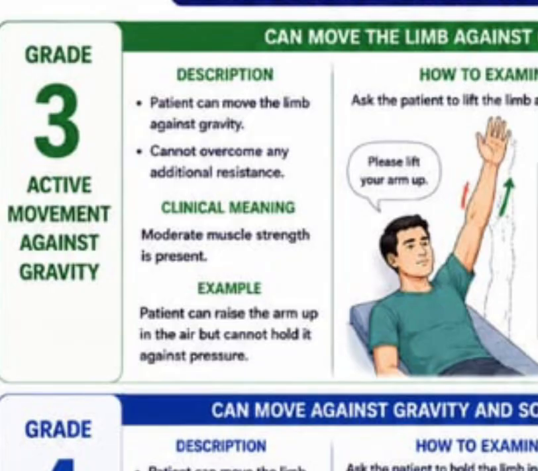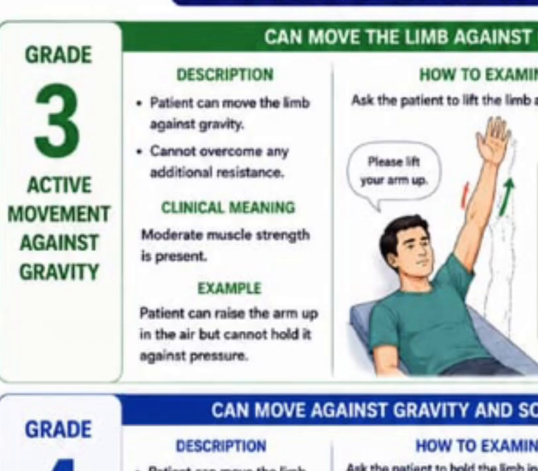There is a trace of contraction there, but the contraction is not enough to move the muscle. I told you how you do it: you palpate. When you tell the patient to perform a particular action, you palpate the muscle the patient is using to perform that action to see whether there's contraction. So there's contraction, but the patient still cannot do it.